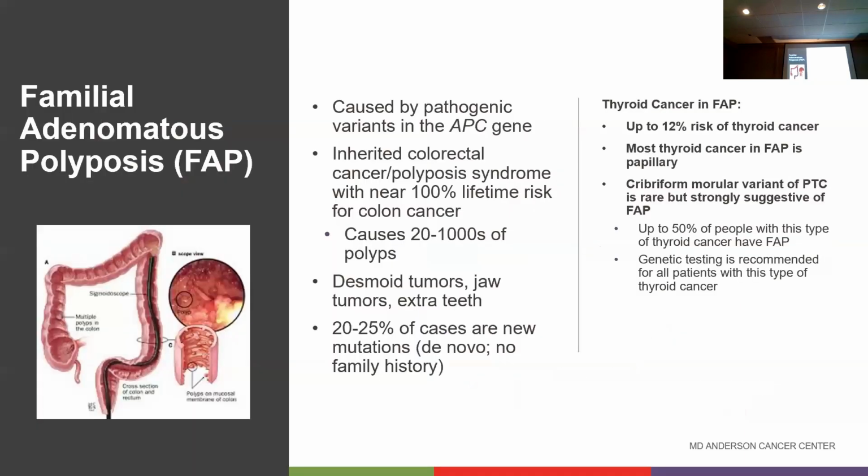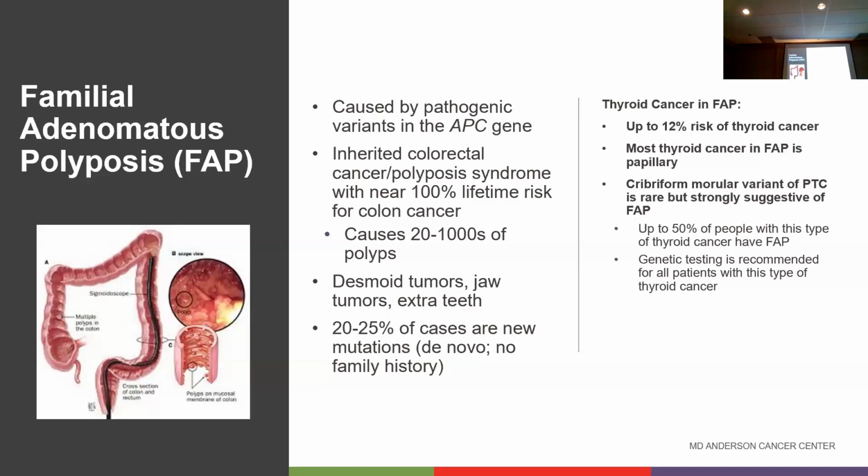Another condition where we can see an increased risk of thyroid cancer is a condition that's called familial adenomatous polyposis, or FAP. This is a condition caused by genetic differences in a gene called APC. This is an inherited colon cancer syndrome predominantly, can cause a person to have many, many colon polyps, typically more than 20, but even into the thousands of colon polyps. Patients with this condition can also have extra teeth or missing teeth. We can also see certain rare types of tumors called desmoid tumors.